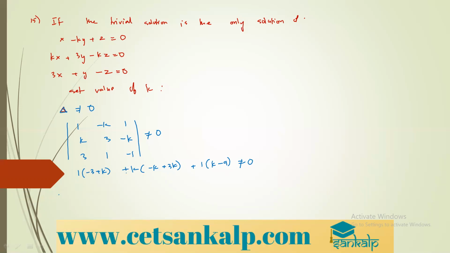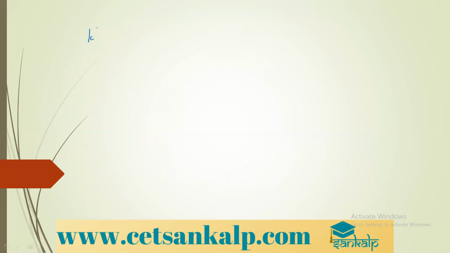So this should be plus k. Minus 3 plus k while finding the determinant: minus k square plus 3k square plus k minus 9 not equal to 0. 2k square plus 2k minus 12 not equal to 0, or k square plus k minus 6 not equal to 0.